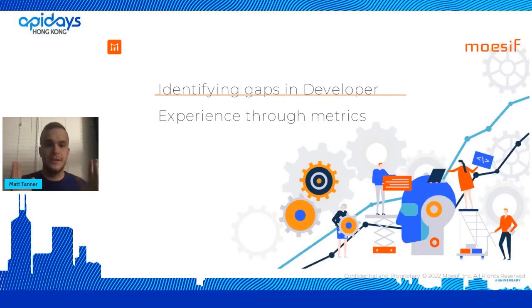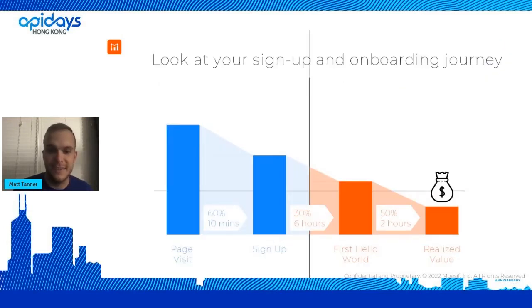Now, when we look at all these things, how do we actually identify if we're doing this stuff well? And that's where we want to talk about identifying gaps in developer experience through metrics. Now, from a DevRel perspective, we always want to make sure that we are looking at metrics and not just going by gut feel. So let's look at a few ways that we can see this.